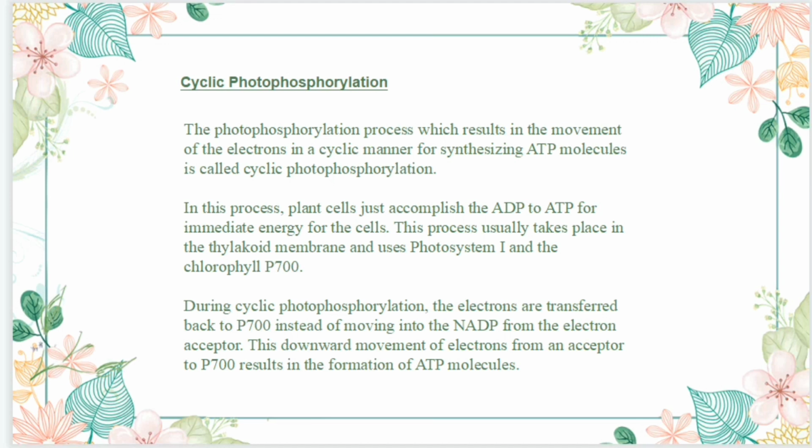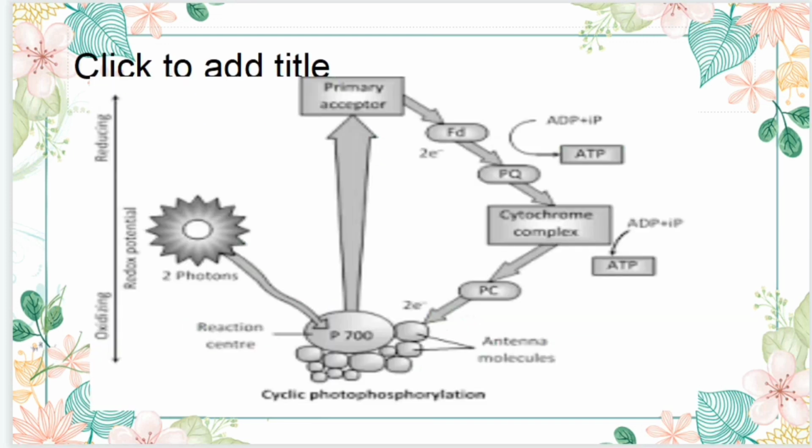The process usually takes place in the thylakoid membrane, in photosystem 1 and the chlorophyll P700. During cyclic photophosphorylation, the electrons are transferred back to P700 instead of moving to NADP. From the electron acceptor, this downward movement of the electrons from the acceptor to P700 results in the formation of ATP molecules.